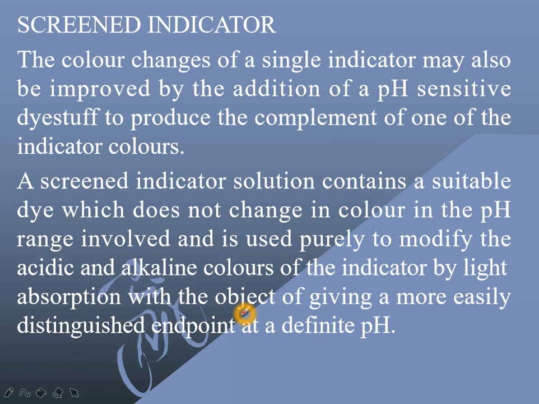Next is screened indicators. Screened indicators are a very important one, and they can be added to improve the color of the indicator that is used. It is a type of pH sensitive dyestuff used to produce the complement of one of the indicator colors. They contain a suitable dye which does not change in color in the pH range involved and is used purely to modify the acidic and alkaline colors of the indicator. That is, they will improve the color of a particular indicator by the principle of light absorption with the object of giving a more easily distinguished endpoint at a definite pH.